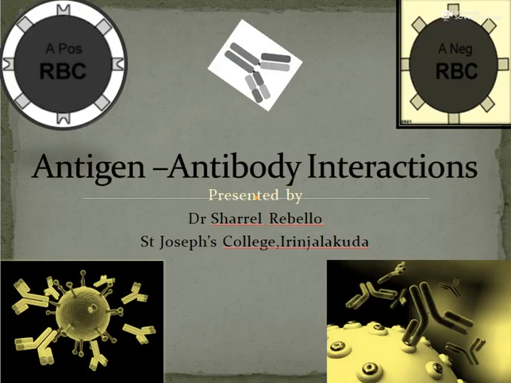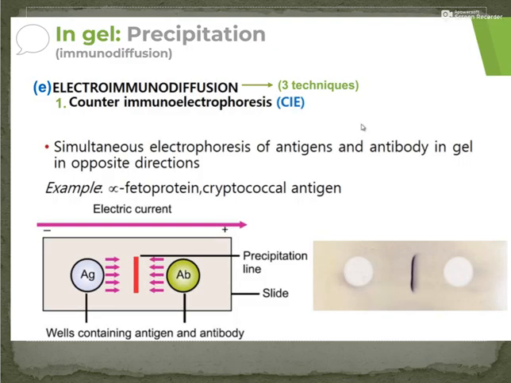We were talking about the antigen antibody reactions, mostly the precipitation type of reactions. And let's continue. We are going to talk about the electroimmunodiffusion, the precipitation which is happening within the gel. Electroimmunodiffusion can mainly happen by three types of techniques. The first one we are talking today is counter immunoelectrophoresis.